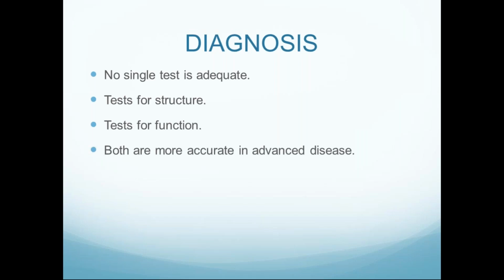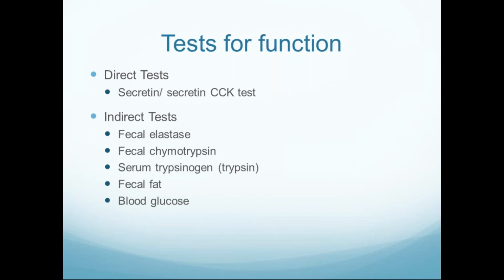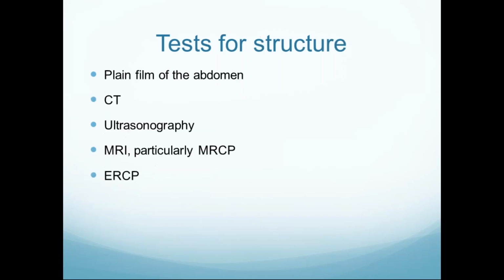Both are more accurate in advanced disease. Coming to the direct tests, that is the cholecystokinin test or secretin test. Indirect tests include fecal tests, that is fecal elastase, fecal chymotrypsin, serum trypsinogen, fecal fat, and blood glucose levels. Due to excess excretion of fat through the feces, we go for this type of indirect test.